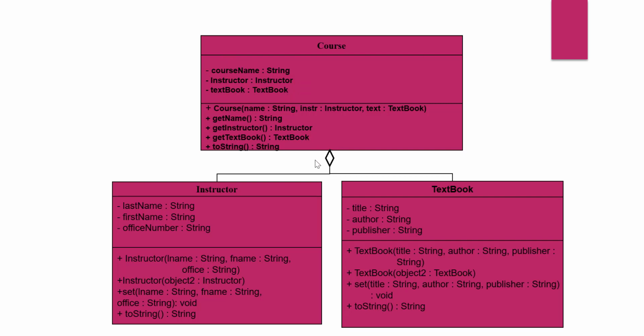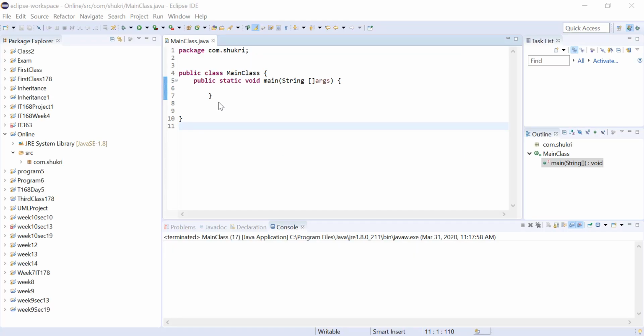You will see in the UML diagram, the class that contains objects of another class, you have this diamond shape, which indicates that you have an aggregation relationship between these classes. So the course class has an instructor, it has an object of another class, and it also has another object of the class textbook. So it has a textbook. So we have an aggregation relationship between the course and the instructor, and we have an aggregation relationship between the course and the textbook. So let's look at an example here in Eclipse.